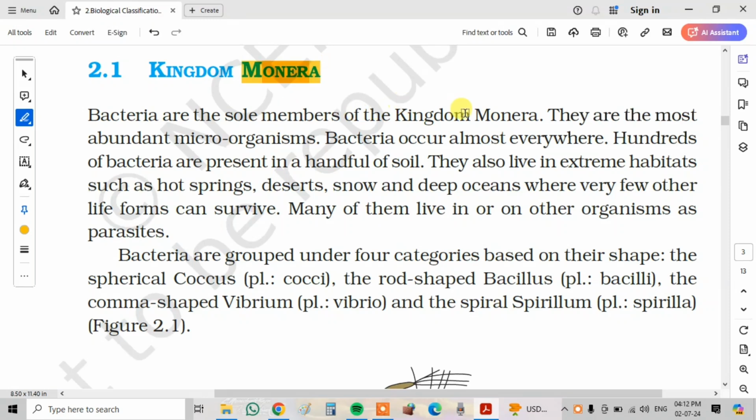2.1 Kingdom Monera. Bacteria are the sole members of Kingdom Monera. They are almost abundant microorganisms. Bacteria occur almost everywhere. Hundreds of bacteria are present in a handful of soil. They also live in extreme habitats such as hot springs, deserts, snow and deep oceans, where very few other life forms can survive. Many of them live in or on other organisms as parasites.